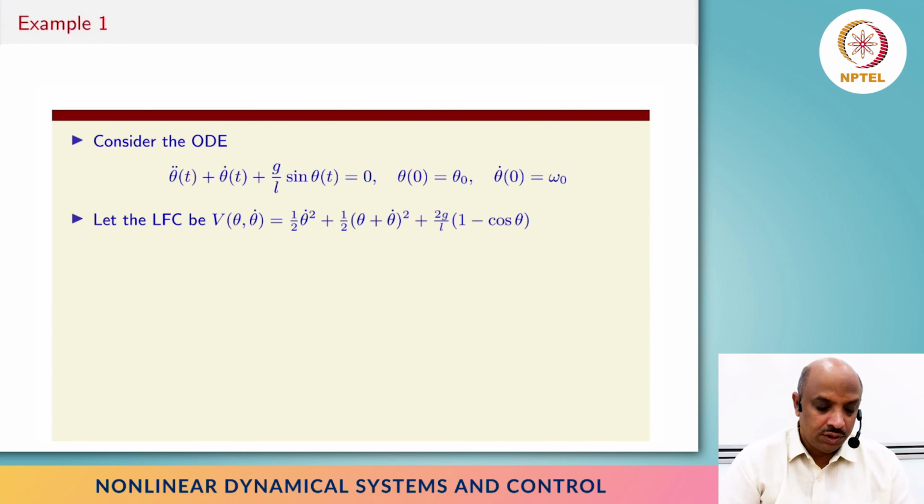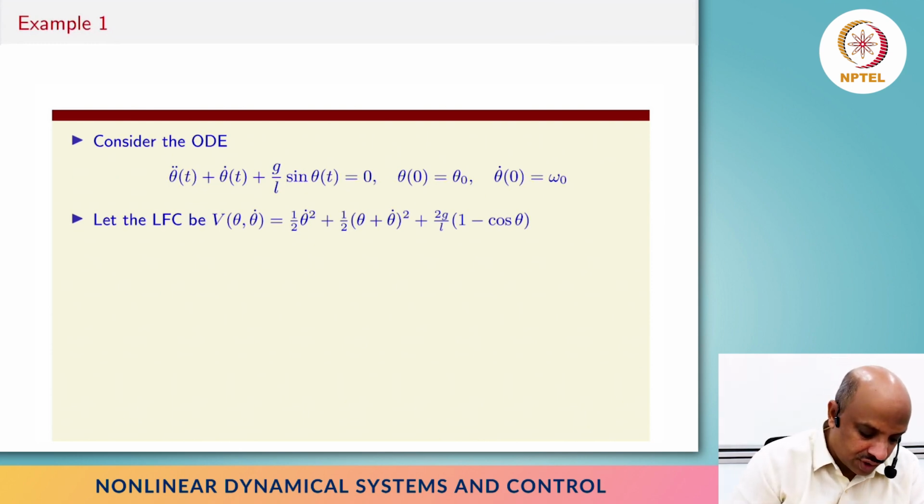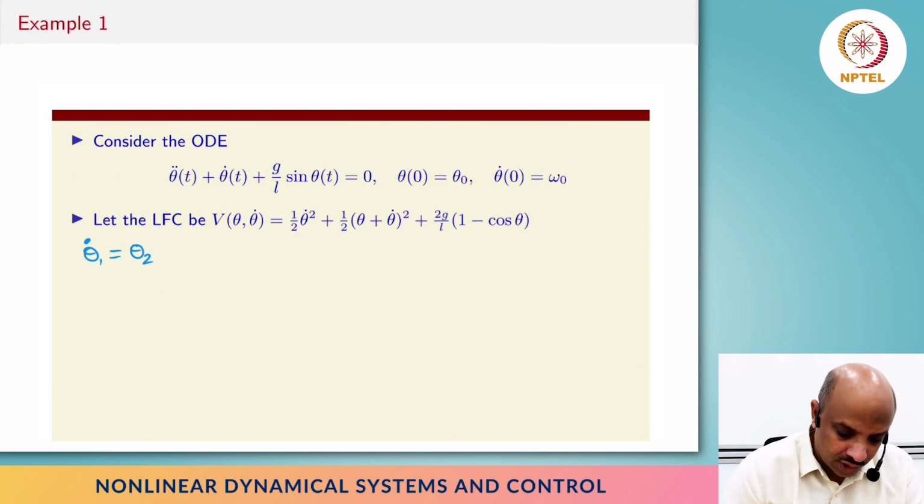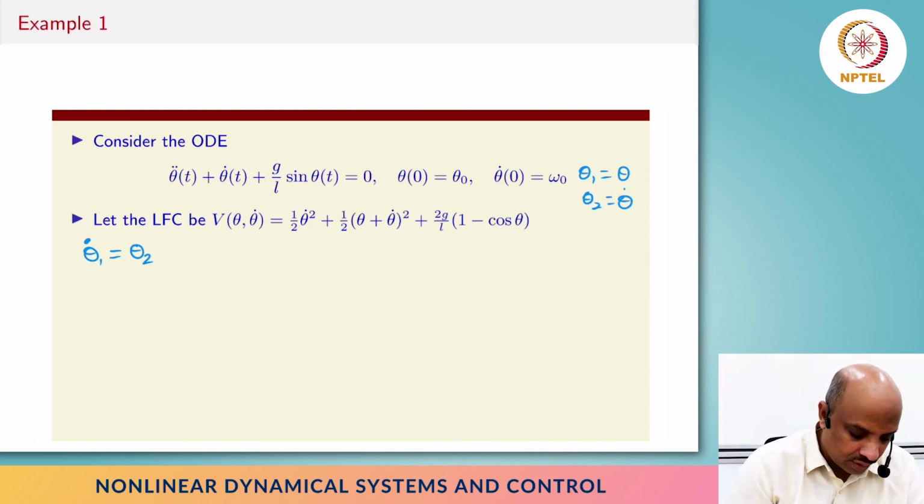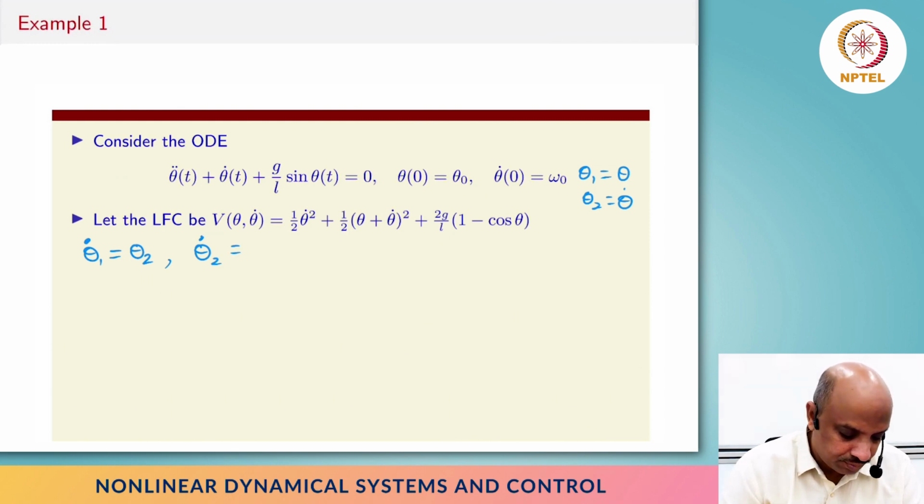That is the equilibrium. In order to apply this Lyapunov function theorem, technically we need to first change this into state space, and as usual I'm going to define theta 1 as theta and theta 2 as theta dot. When we do that, we get theta 1 dot equals theta 2 as the first equation, and theta 2 dot equals minus theta dot, which is minus theta 2, minus g over L sine of theta, which is theta 1.